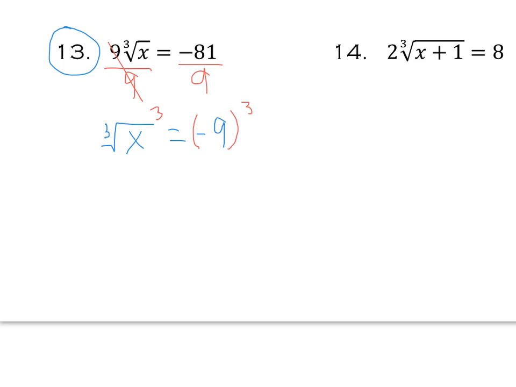The cubed root of x cubed leaves us with just x on the left side. And the negative 9 cubed is negative 9 times negative 9 times negative 9, which equals negative 729. And that is our final answer.